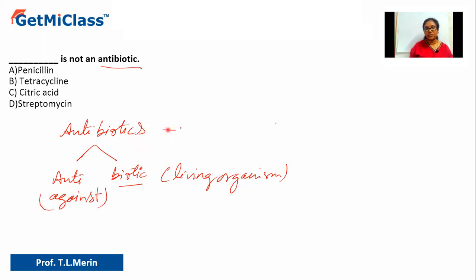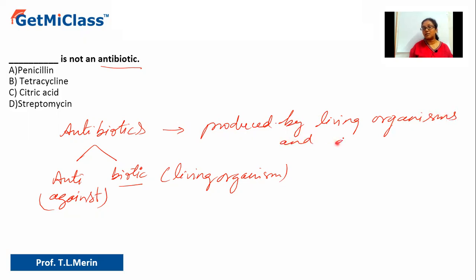Antibiotics are the components which are produced against certain other living organisms. Or you can say antibiotics are produced by living organisms and act against other living organisms. Not all, but of course they are specific. So produced by living organisms and act against certain other organisms, because not all organisms can get killed by these antibiotics. They are specific.